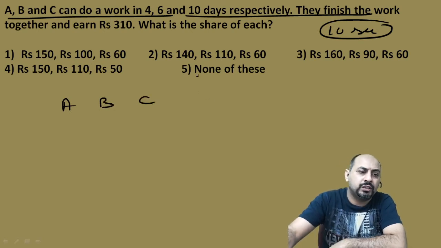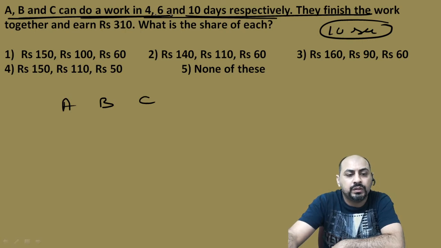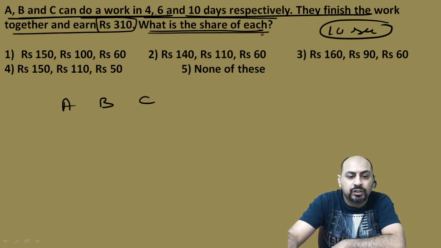Now A, B, and C. Let's see what the question has to say. Question says A, B, and C can do a work in 4, 6, and 10 days respectively. Now the days are given, 4, 6, and 10 days respectively. They finish the work together and earn a total of 320. What is the share of each?